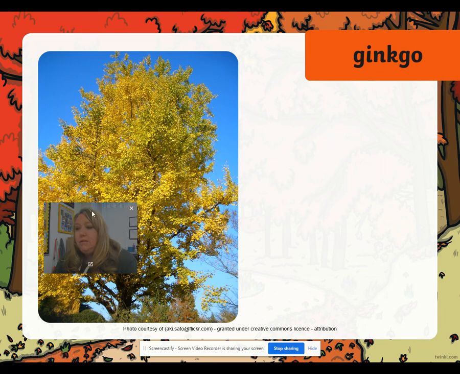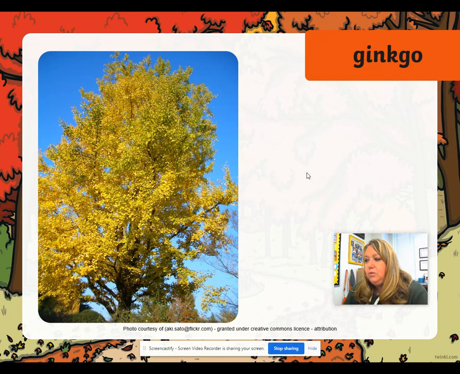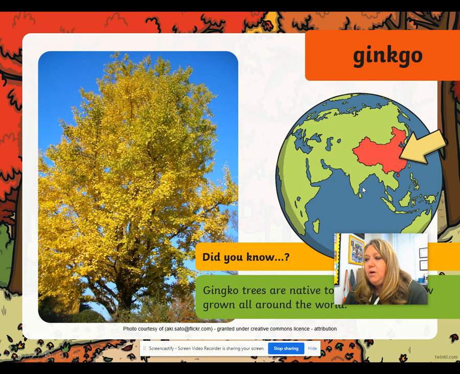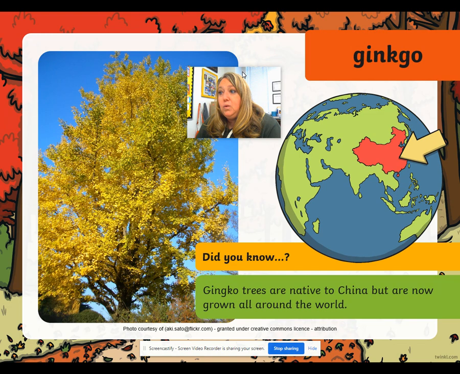This tree right here is another deciduous tree called a ginkgo tree. Did you know that ginkgo trees are actually native to China, but they now grow all over the world? So sometimes these trees start in one area of the world, and then we replant them in other areas of the world, and now they're all over the place. So this is a ginkgo tree.